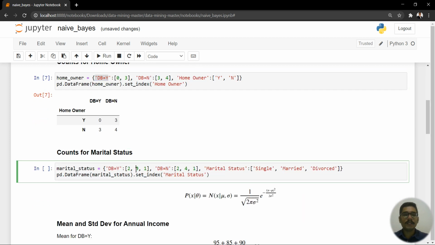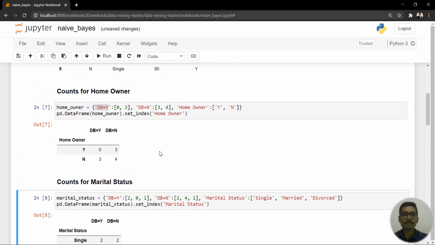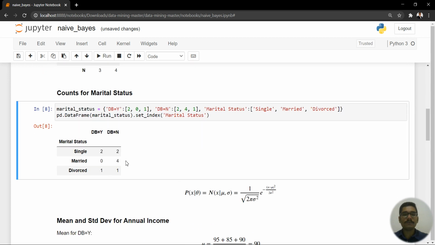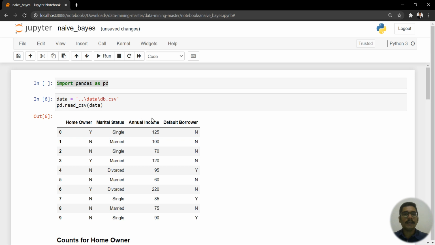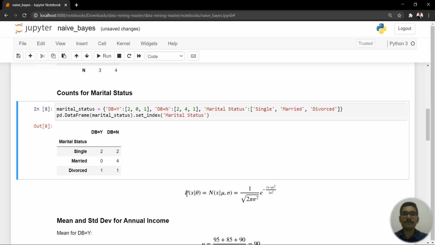For marital status we do the same. This becomes very easy in Python when you want to look at how the proportions are, and you also get to know the Python counterpart for simple examples of how you can solve this. Okay, so this is how it is done. And for the annual income column, which has continuous values, we make use of the Gaussian estimate.